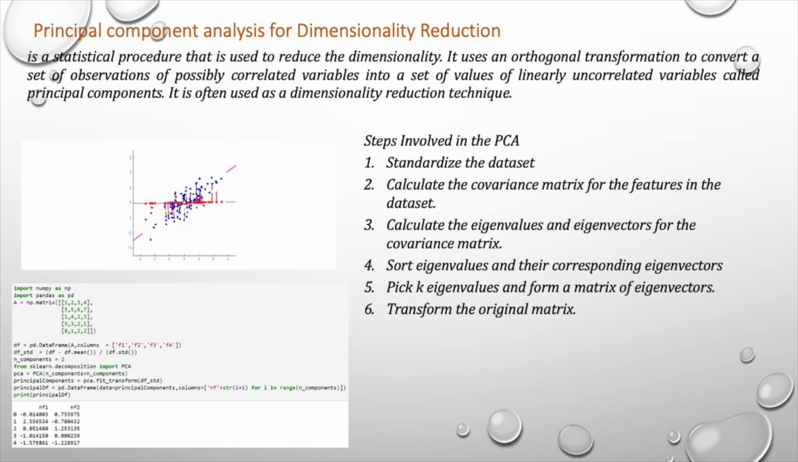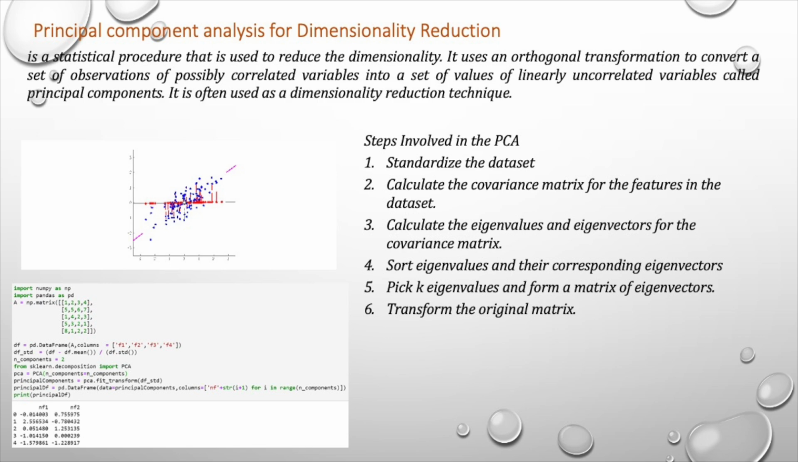There are various methods of dimensionality reduction, each with its own approach and characteristics. Here are some commonly used methods. Principal component analysis, PCA, is a statistical procedure that is used to reduce the dimensionality.